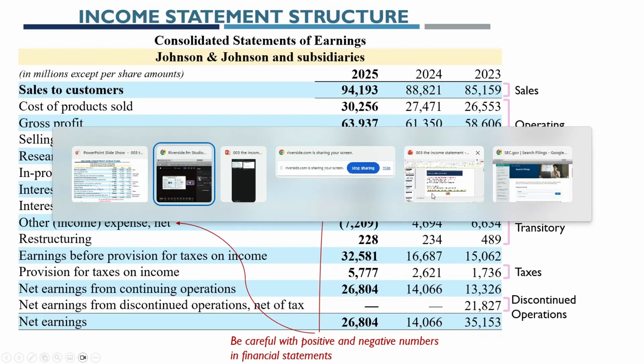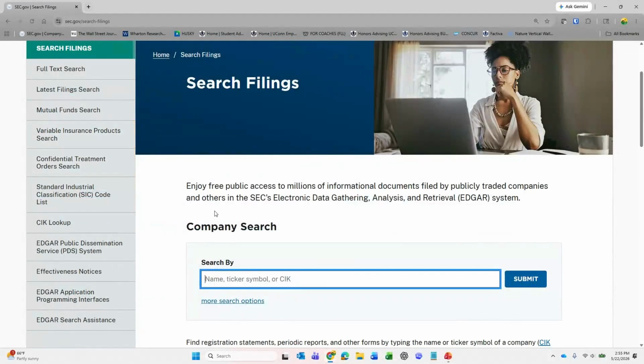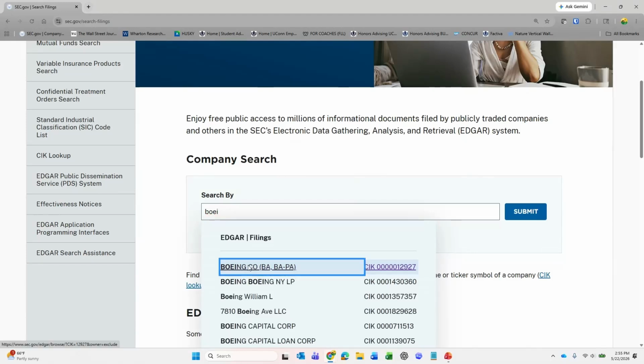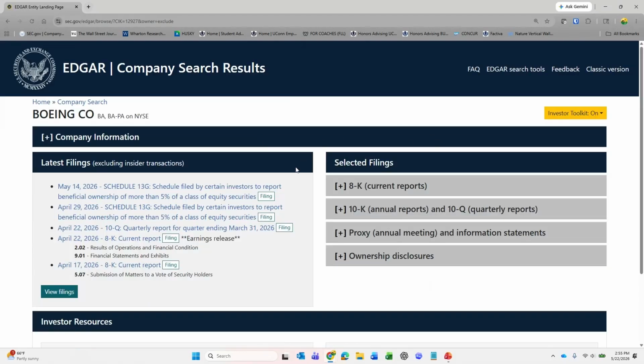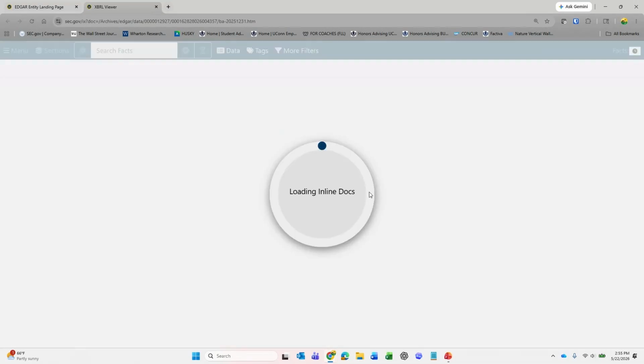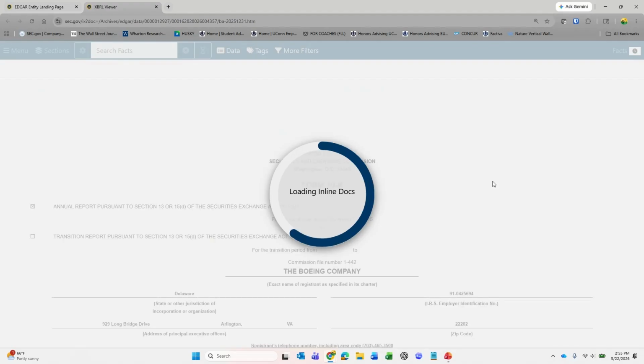And just to show you an example of a company that does it differently, let's go to Edgar and let me pull up Boeing. So I pulled up the name Boeing, I see that I got to the correct place. I'm going to go to the 10K. Their last 10K was filed on January 30th. So I'm going to load it.